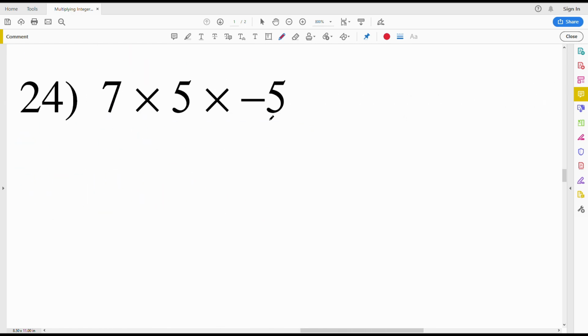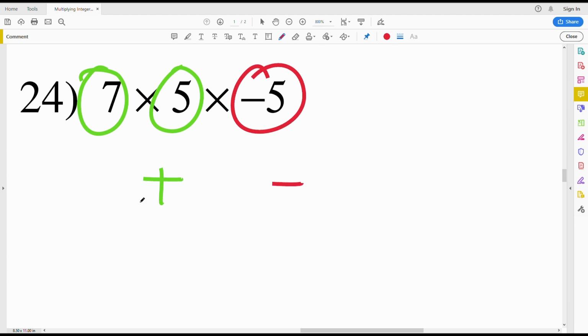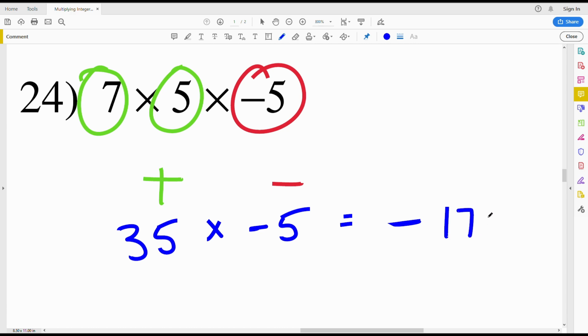And lastly, in this video, number 24. Right away, we should know whether it's positive or negative. It's negative. That's because we have a positive times a positive, which is a positive, and we're multiplying that by a negative. Positive times a negative equals a negative. So let's do out the math. 7 times 5, if I do that first, results in a 35, and I'll multiply that by negative 5. So I know my solution is negative, so I just need to do 35 times 5. And 35 times 5 is going to be 175. So negative 175 is my solution in number 24.